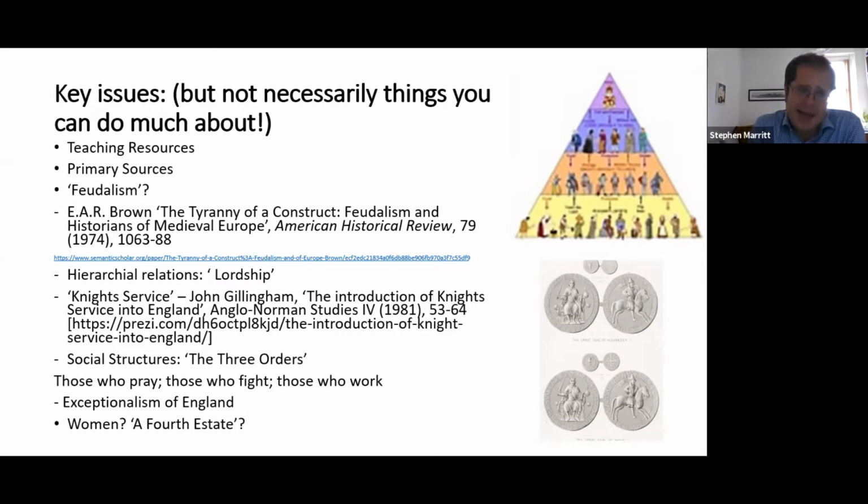The second thing, which is common to medieval history, whether you teach it at school or at university, is the difficulties around primary sources. Everything's written in Latin. So where do you find the stuff in translation? What kinds of primary sources can you use to engage with your students and your pupils? I'll come on to that further on today. There are actually some really brilliant resources out there which are relatively easily accessible.